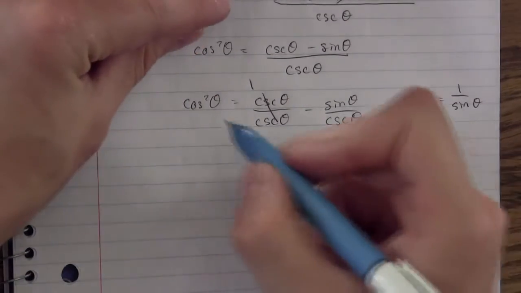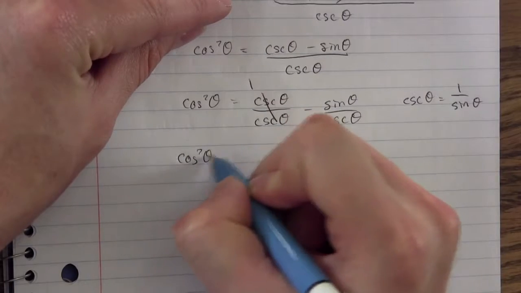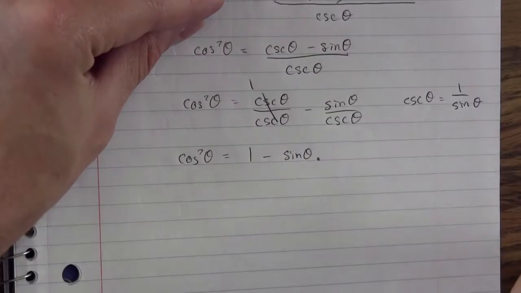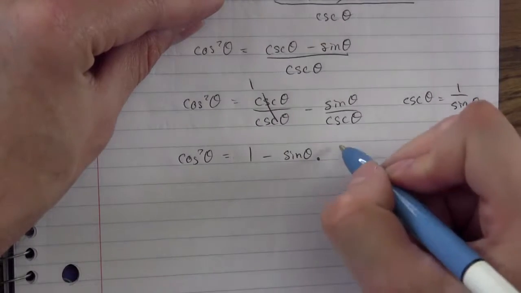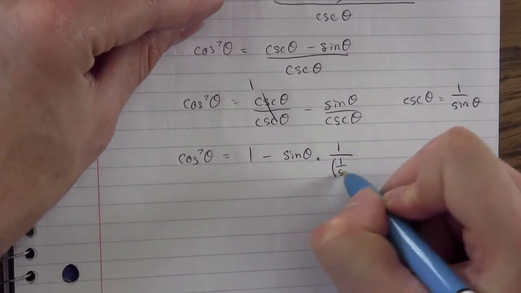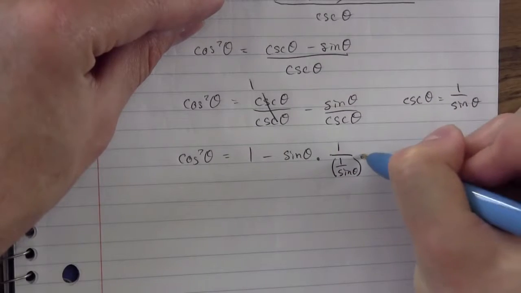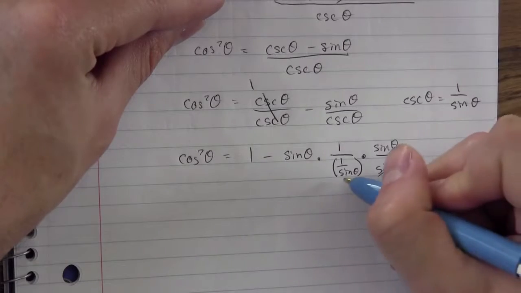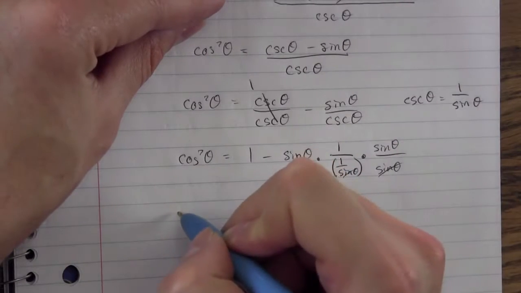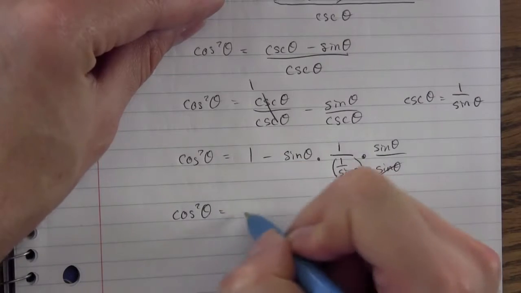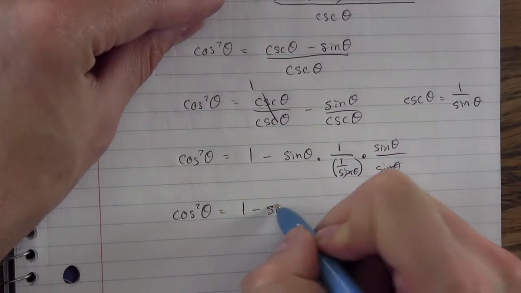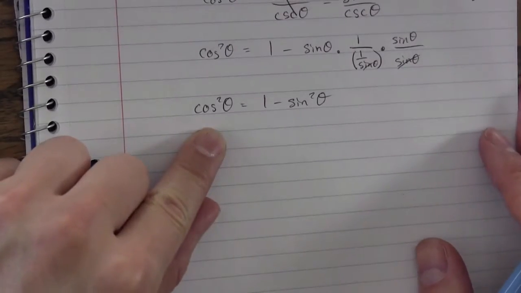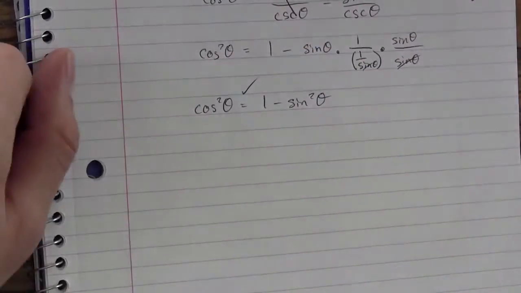So we could rewrite this as cosine squared theta equals 1 minus sine theta times 1 over sine theta. So if we multiply by sine theta over sine theta, those will cancel, and we'll be left with cosine squared theta equals 1 minus sine squared theta. And as we know, this is one of our main trig identities. So we're good. That's it.